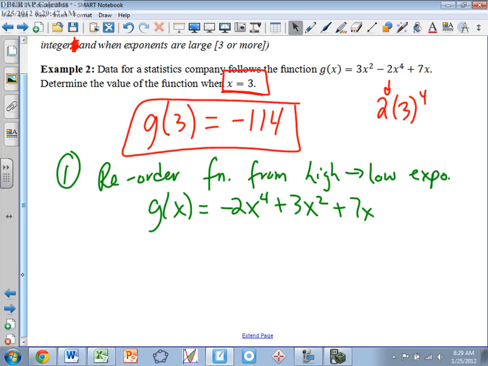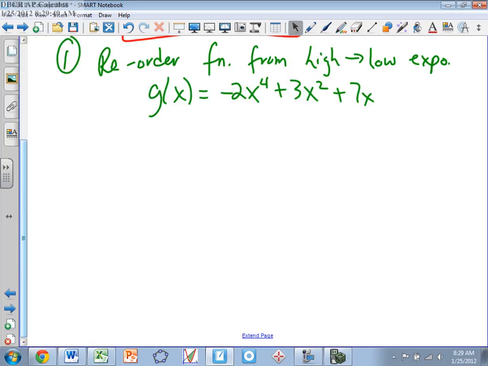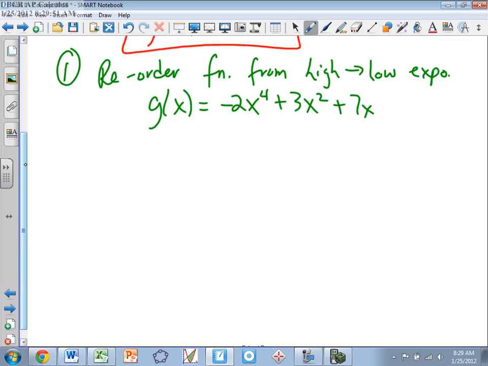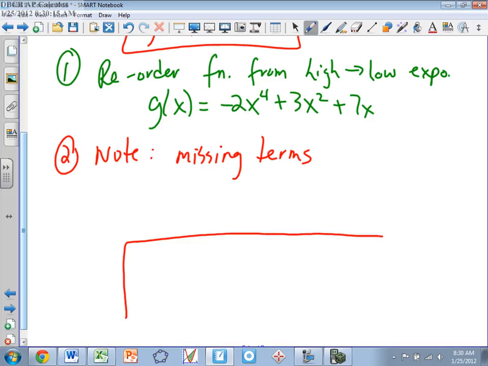Now, continuing this process. The first step was to reorder. The second step was to note any missing terms, and you don't have to note it on the paper. You can do a mental note if you'd like to. Third step is to create a table. Let me show you how the table looks. You want your table to look like the following. That would be the third step, make a table.